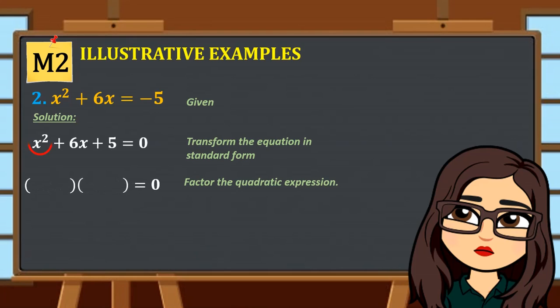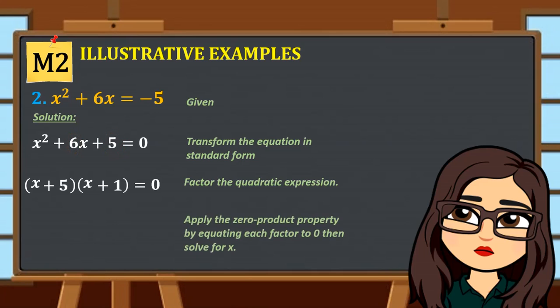First, the factors of the first term. The factors of x squared are x and x. Next, the factors of the last term. The factors of the last term that will give us a sum of 6 are positive 5 and positive 1, because 5 plus 1 is 6.